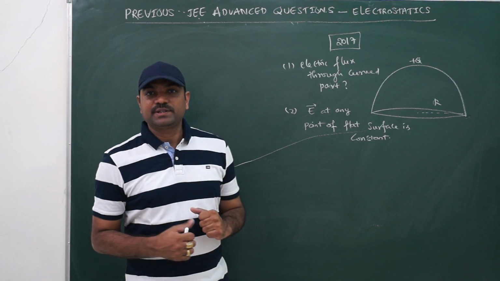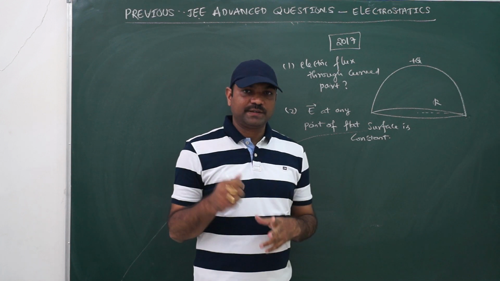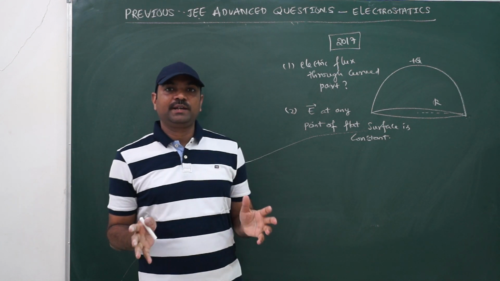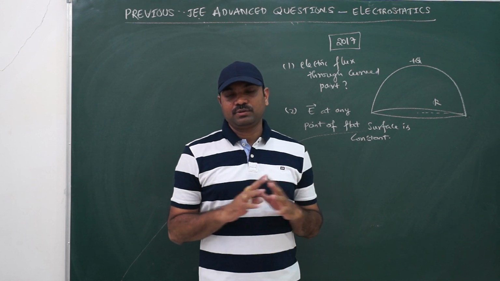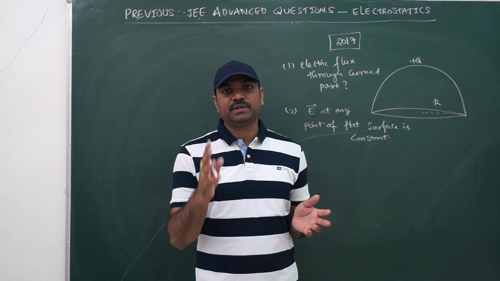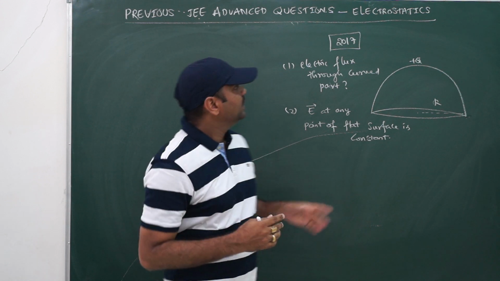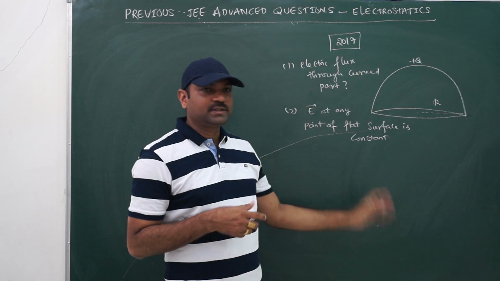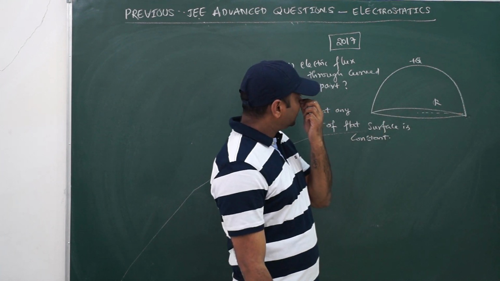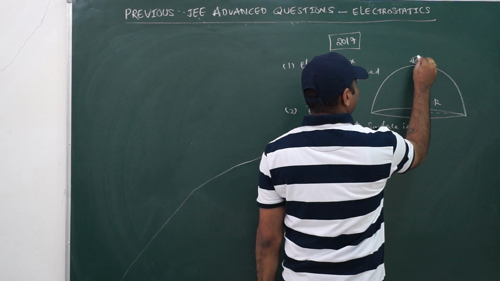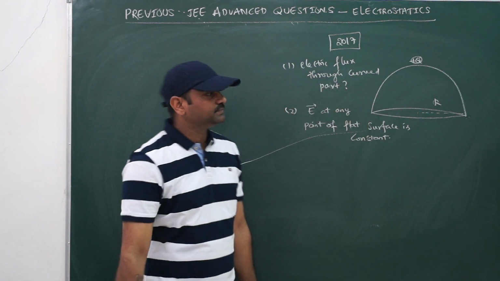So here we go with the next question, which was given in 2017. We didn't get any question in the year 2016. From 2016 we didn't get any question from electrostatics. So from 2017 this is the question given. There is one hemisphere, and a positive charge Q is kept just above the surface.